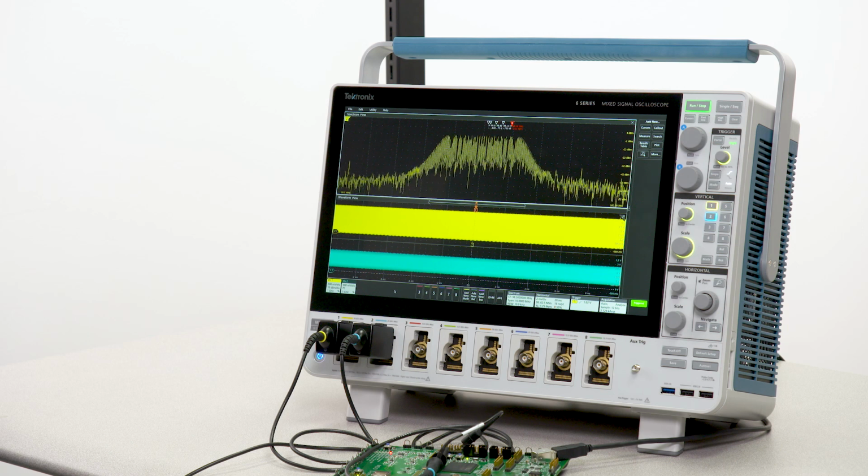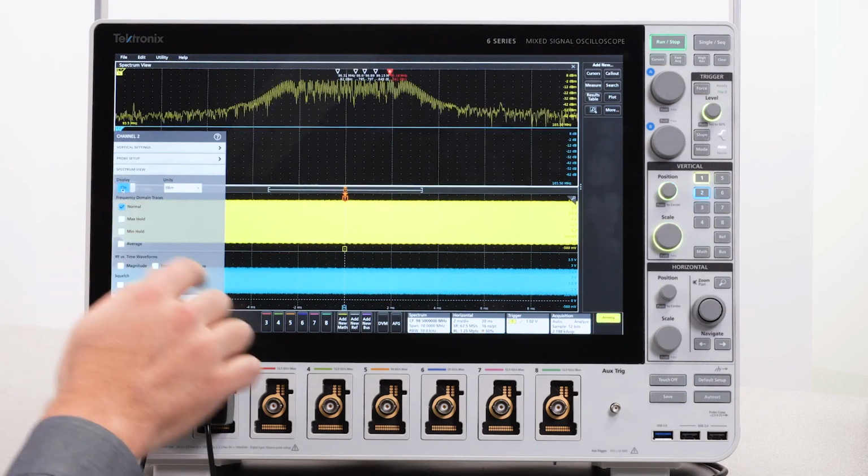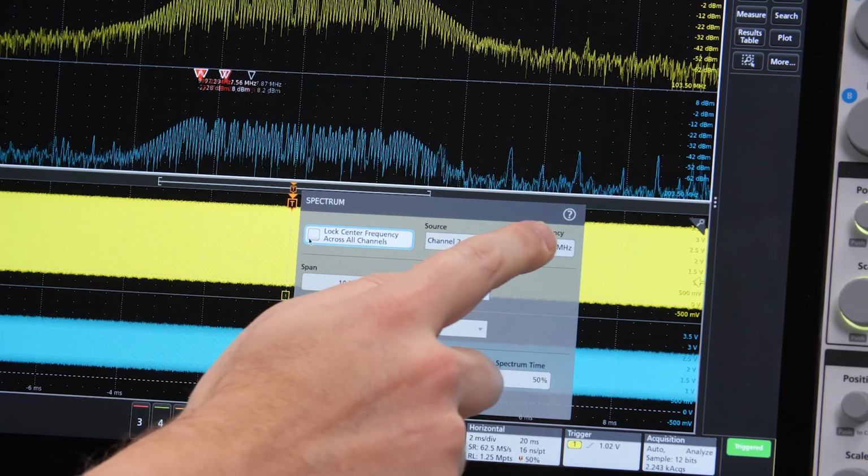Unlike most spectrum analyzers, the 6 Series lets you look at spectrums on more than one channel. This board has a second single frequency clock running at 40 megahertz. I can even set different center frequencies.